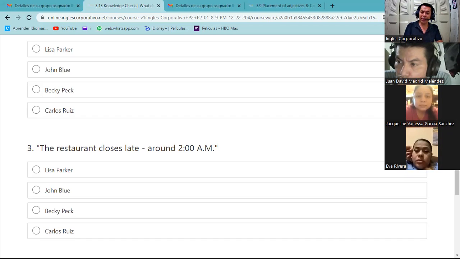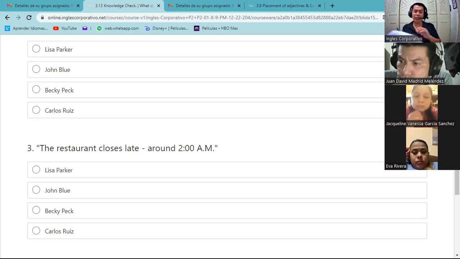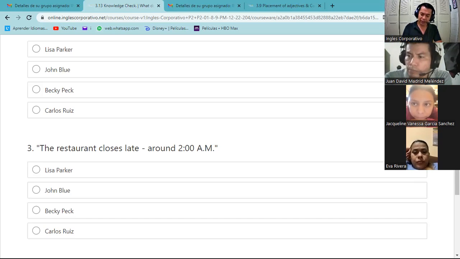Diccionario tampoco les he mandado, ¿verdad? Hay un diccionario también, es un picture-in-picture dictionary, ¿right? Se lo voy a mandar también. Está en PDF, lo van a poder bajar bien bonito. Yeah. Voy a mandar este diccionario también.